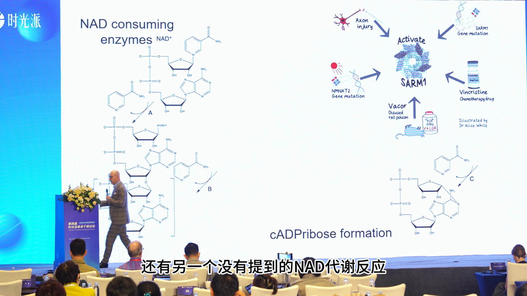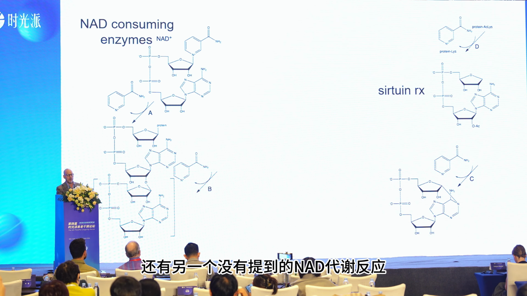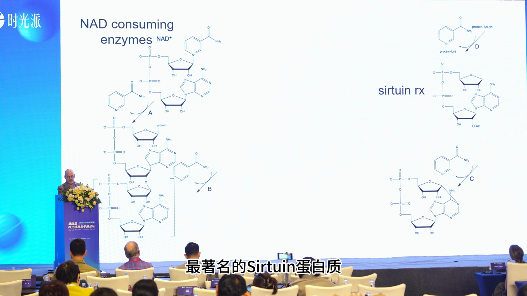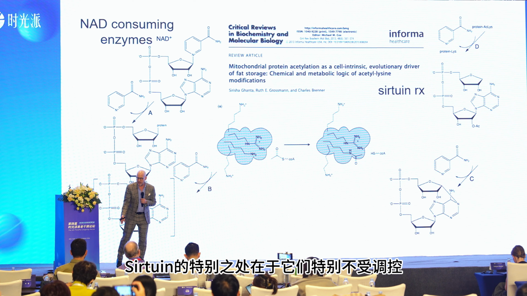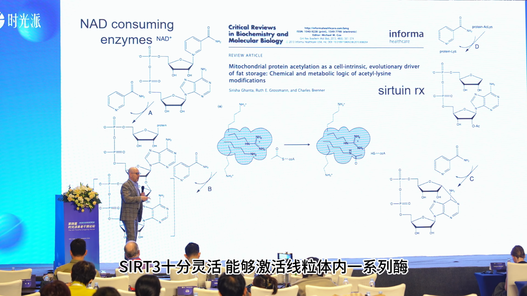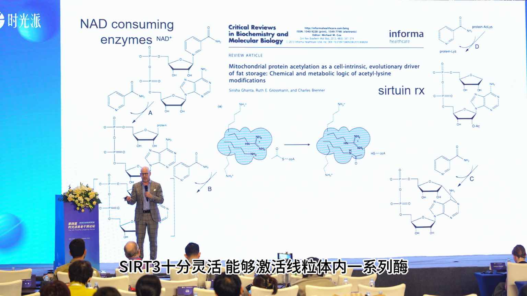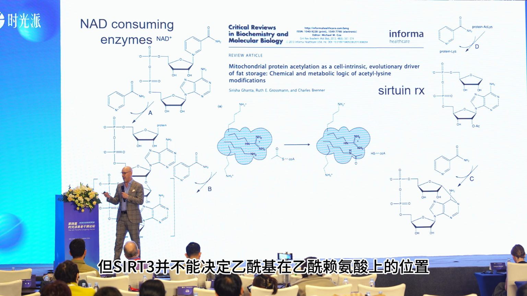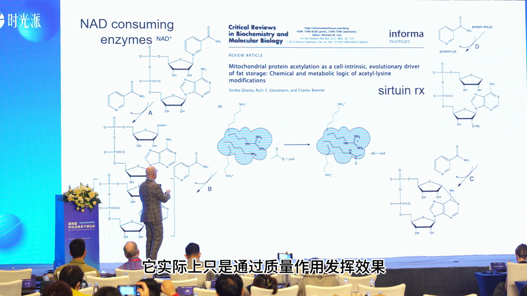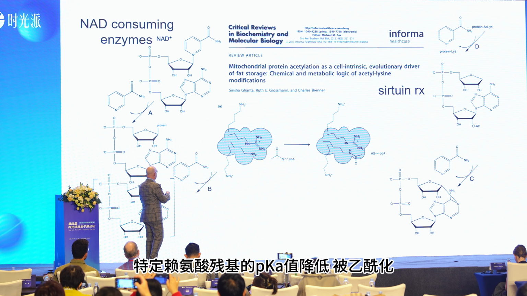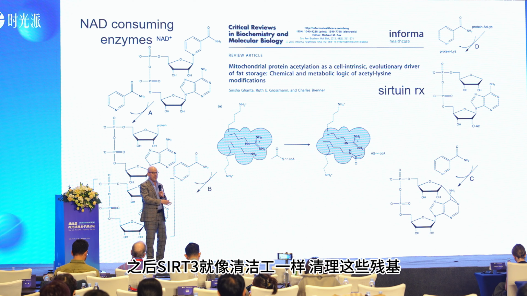And then I still haven't mentioned the other NAD turnover reaction, the most famous one, Sirtuins. And the remarkable thing about Sirtuins is sort of how unregulated they are. So for example, they were said to be so smart in mitochondria, Sirt3, that it's going to activate a whole bunch of enzymes, but Sirt3 doesn't decide where the acetyl group is going to be on any lysine. That actually just gets put on by mass action. So in mass action, particular lysine residues that have a depressed pKa value get acetylated, and then Sirt3 just comes along like a garbage man and removes them.